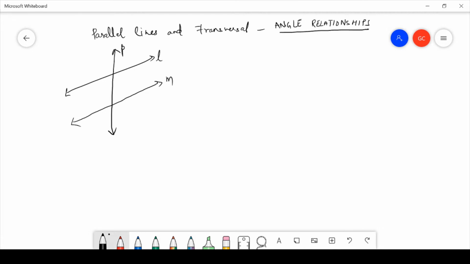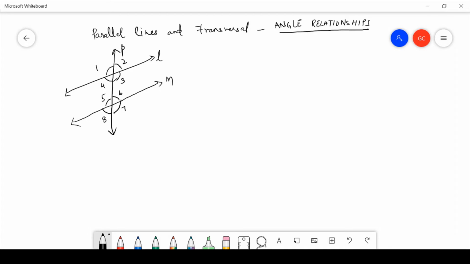Now, as you can see, when P intersects L and M, a total number of 8 angles are formed, 4 at each vertex. So I'm just going to label them quickly for our convenience. Let's call it 1, 2. Just for ease, I'm labeling them with numbers. It's not the way usually angles are labeled, but for the sake of this video, just label them with numbers, all right?